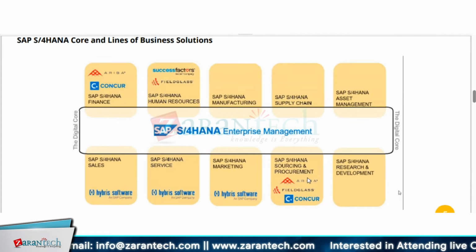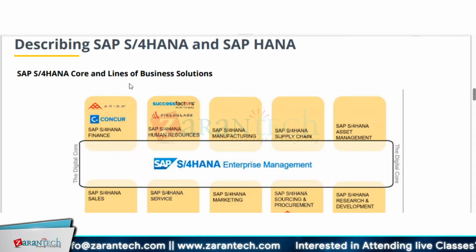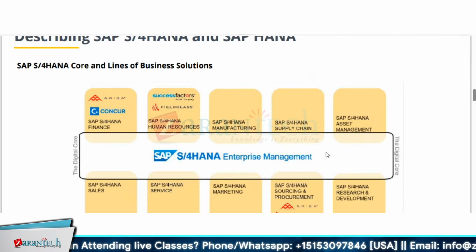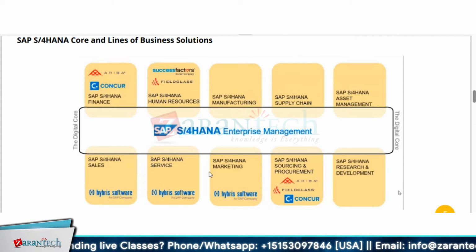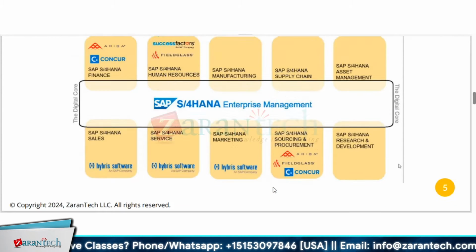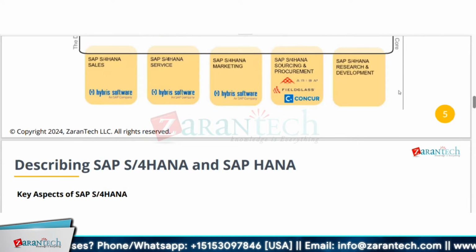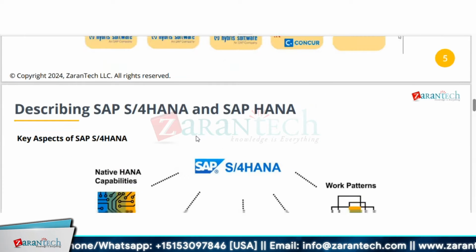Here we see the core lines of business solutions that we have integrated in SAP S/4HANA and SAP HANA, with integration with SuccessFactors and Concur. We have SAP S/4HANA manufacturing and supply chain. These are the modules which SAP offers in enterprise management. We have sales, service, marketing, sourcing, procuring, and research and development. So this diagram shows that.